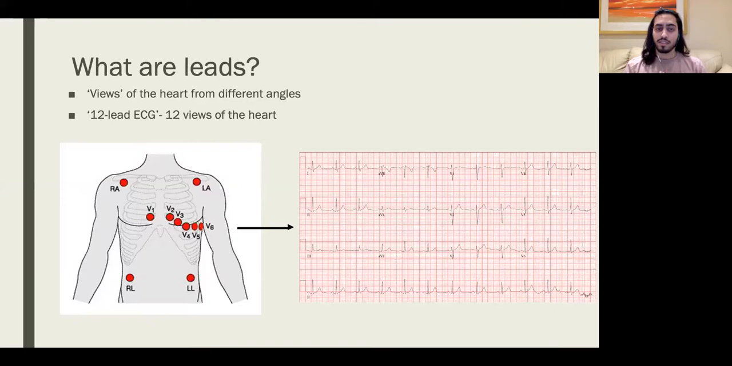Okay? So you have 12 leads in an ECG, 12 views, and you actually have 10 wires/electrodes that you're putting onto the patient physically. And we'll talk about this later, but I just wanted to clarify that at the start.